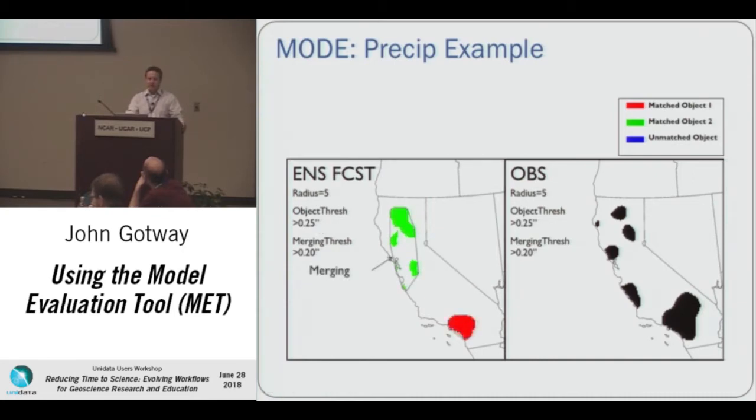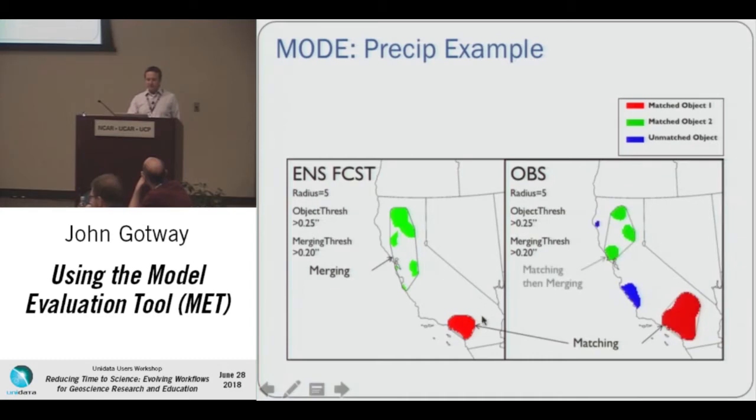There's logic in MODE to say, if these three objects, there it is, okay. These three objects are objects defined by applying a threshold of greater than 0.25 inches. If I were to apply a threshold of greater than 0.20 inches, then they would be merged together in the same object. So in this way, we group together these objects and we merge them in the forecast field and say, well, they're close enough to be considered as a group.